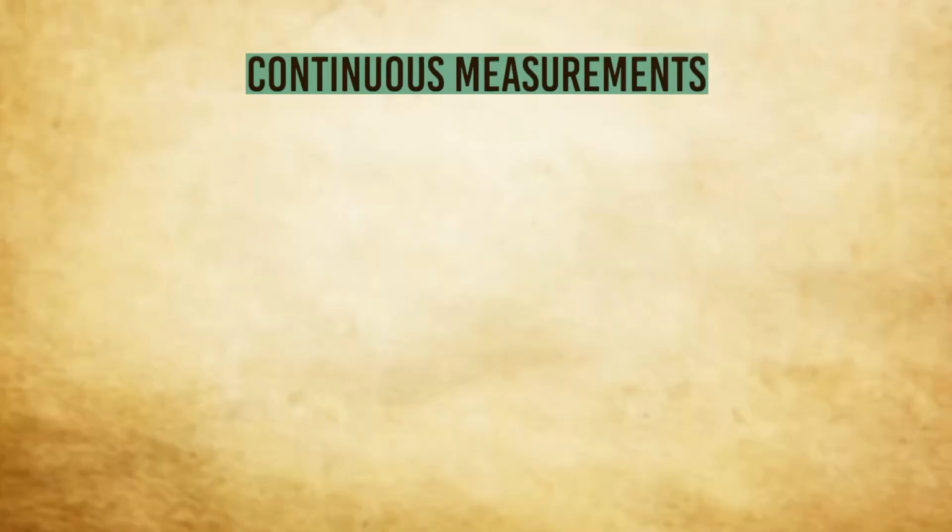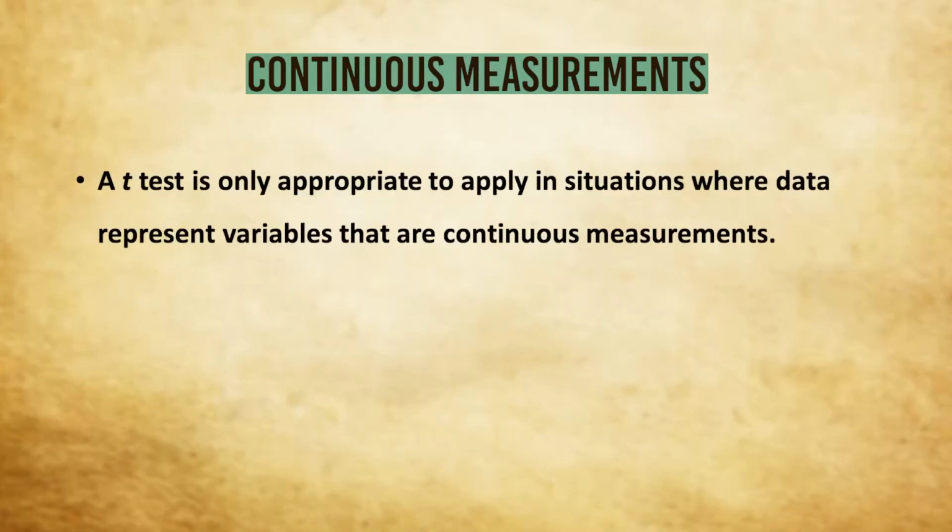That is the observed value minus the group mean. So for each observed value, we'll find out these errors. So if there are n such observed values, we'll have n such errors. These errors have to be independently distributed. The measurement has to be continuous, similar to the z-test. A t-test is only appropriate to apply in situations where data represent variables that are continuous measurements.